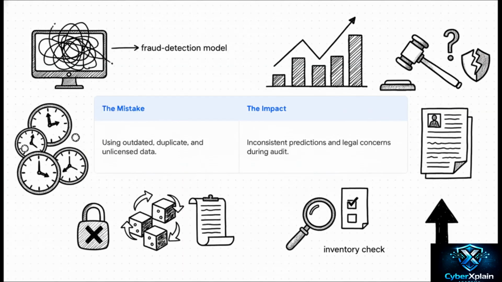Okay, so you're probably wondering, what happens if I just don't do this? Well, let's look at this financial firm. They tried to build a fraud detection model, but they used this messy cocktail of data. Some of it was old, some was duplicated, and some of it, well, they probably shouldn't have been using it at all. And what happened? The model's predictions were all over the place, totally unreliable. And worse, they got into serious trouble during an audit. All of that could have been avoided with a simple inventory checkup up front.